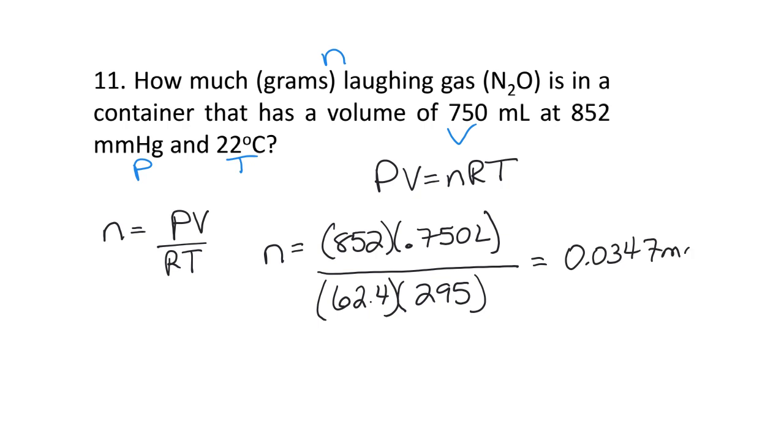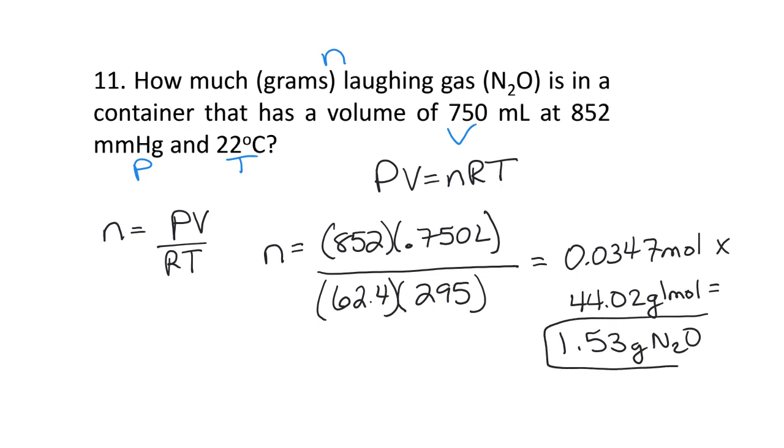And we get 0.0347 moles. But we want grams. So we have to multiply it by the molar mass of N2O, which when you calculate it, it's two N's plus an O, is 44.02 grams per mole. So our final answer is 1.53 grams of N2O. Okay?